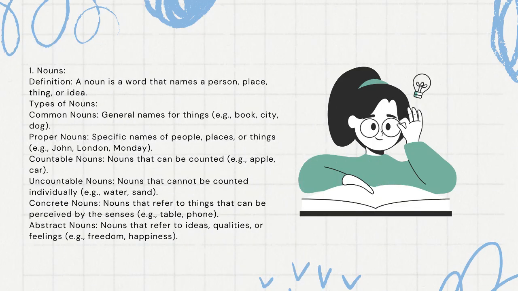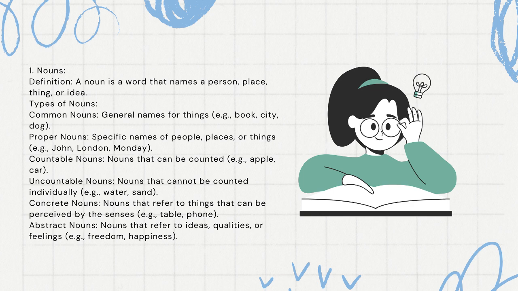Okay, now moving on to the next chapter, Chapter 4, Noun and Pronoun. A noun is a word that names a person, place, thing, or idea. There are a few types of noun. Firstly, common nouns. Common nouns refer to general names for things, like book, city, or dog. Proper nouns are specific names of people, places, or things. For example, John, London, and Monday.